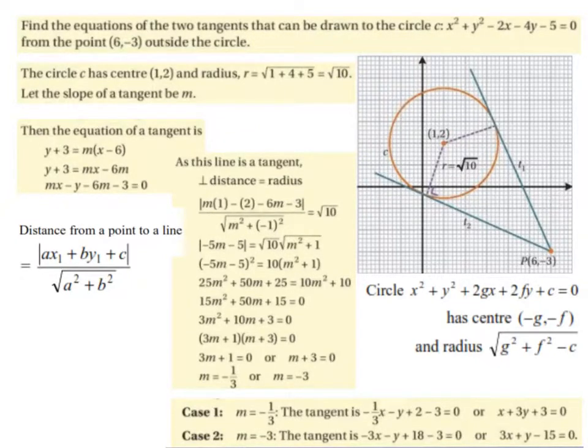So if we draw out an xy axis and we plot the point (1, 2), and we have a radius of root 10 and draw our circle, we can see the circle very clearly here. Remember, we're trying to find the equations of two tangents, so two lines that can be drawn to the circle from the point (6, -3) outside the circle. So if we go across to the point (6, -3), plot a point, and draw one tangent and label it T1, and draw the other tangent and label it T2.